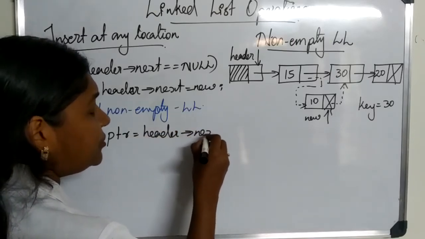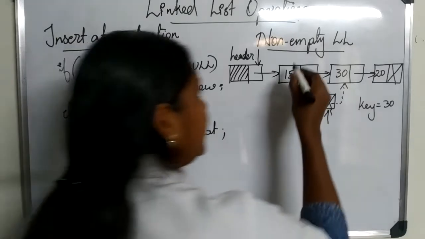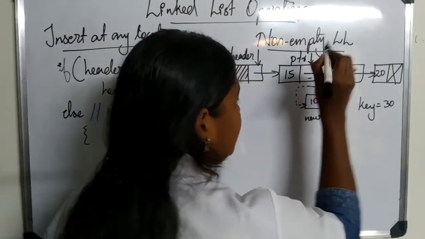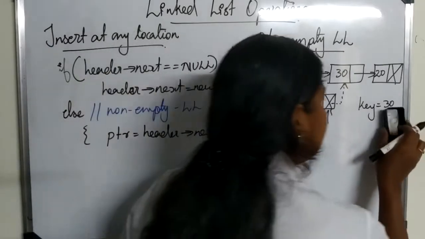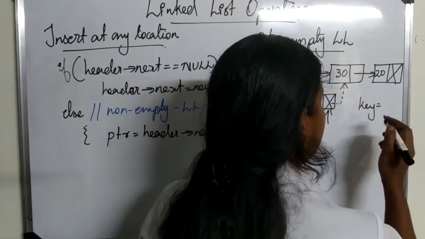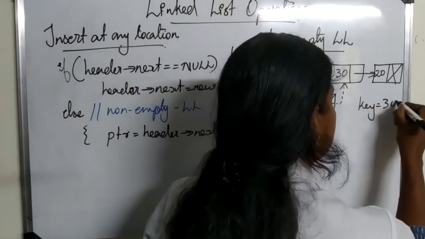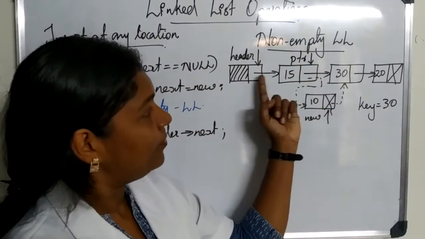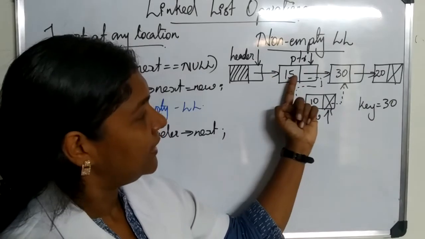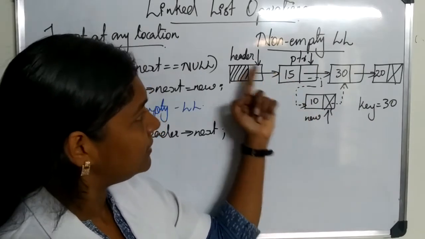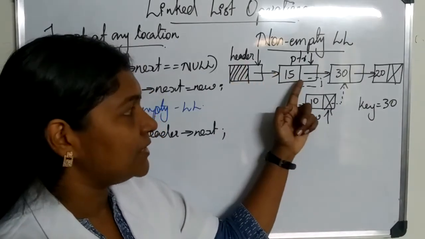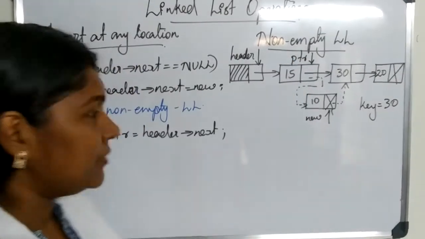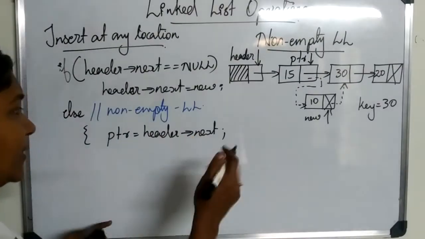So this is as usual what we are doing, that is, I'm making a pointer ptr to point to the first node which contains the data element. That is, this node is the reference of header. Header dot next points to this node. So I made ptr to point to this node. Okay, so ptr is equal to header dot next.